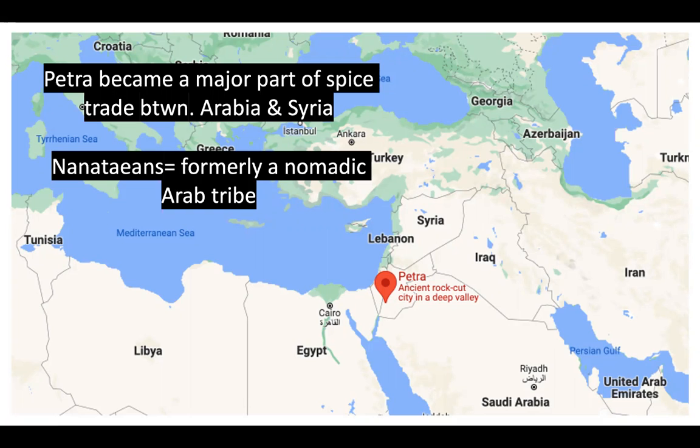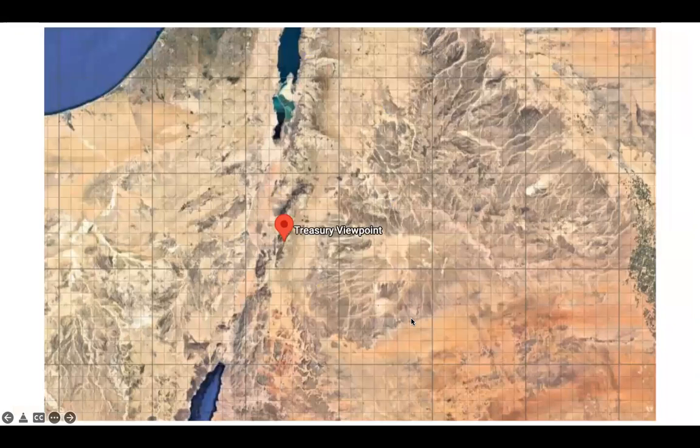They became really wealthy. During their peak time as a civilization, they had about 30,000 people living in Petra. It became a major part of the spice trade between Arabia, which is here, and Syria, right there. So along the way would be Petra. And then I should say Nabateans, not Nanataeans, who were formerly a nomadic Arab tribe. All right, zoom in a little bit.